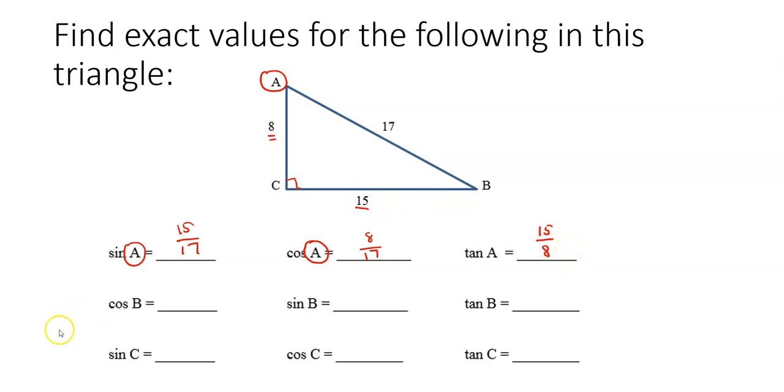Now, if I look for sine, cosine, and tangent of other angles, that changes my perspective. So if I want sine, cosine, and tangent for B, the cosine of angle B is adjacent over hypotenuse. From angle B, the adjacent side is 15, the hypotenuse is 17. The sine of angle B is opposite over hypotenuse. So go to the opposite side, right? The opposite side is 8. Hypotenuse is 17. And tangent is opposite over adjacent. We said the opposite was 8. The adjacent was 15.